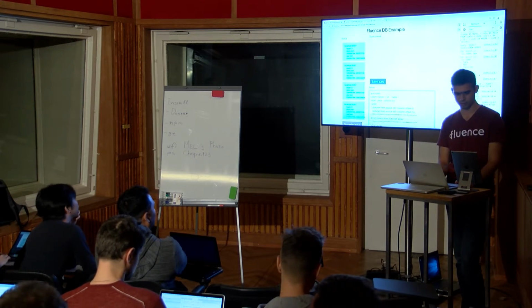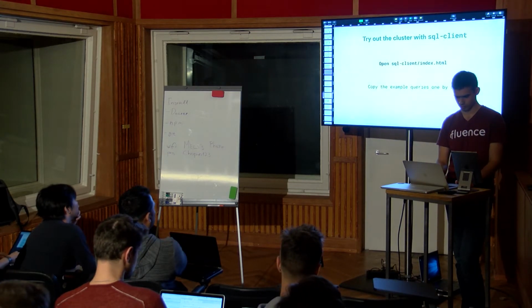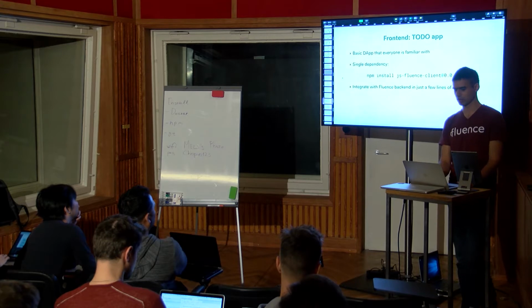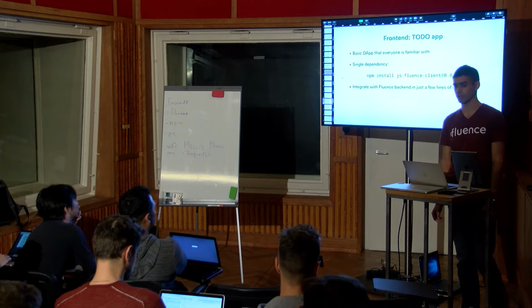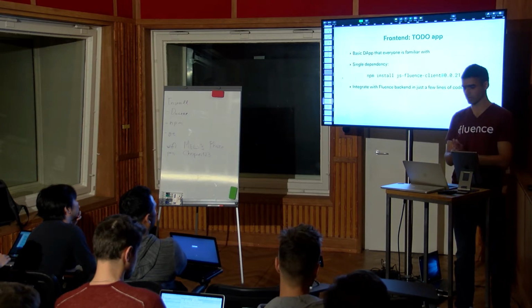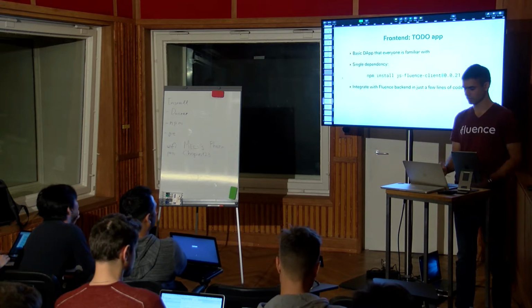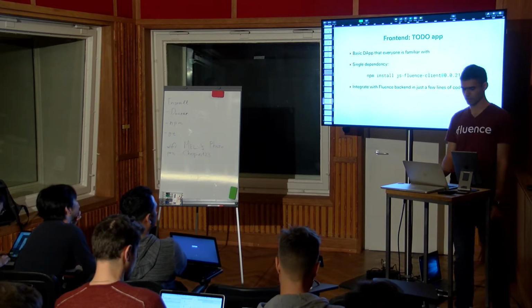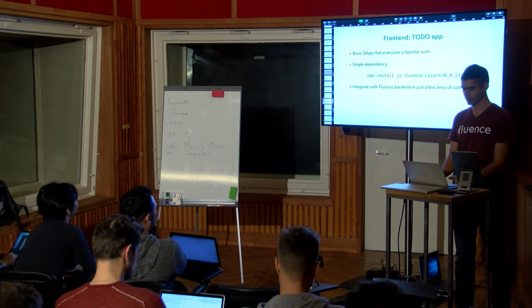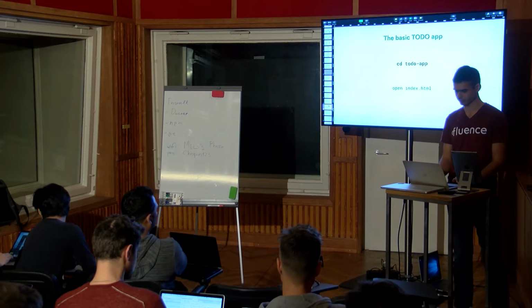So now let's switch to the front-end application and open the next slide. For the front end, we are going to develop the basic decentralized application that everyone is familiar with. It's a to-do application. It will require just a single dependency, JS Fluence client. Current version is 0021, and it will integrate with the Fluence backend in just a few lines of code.